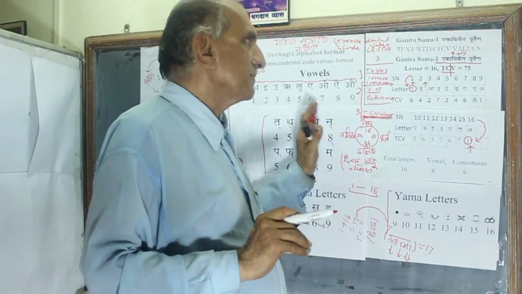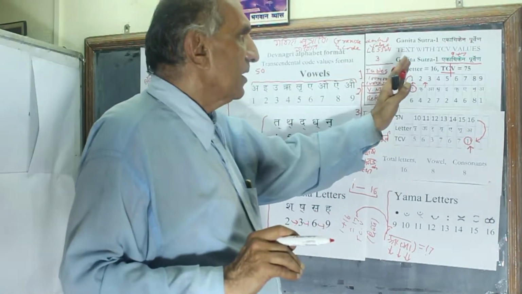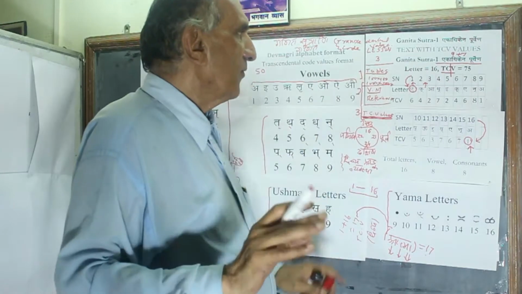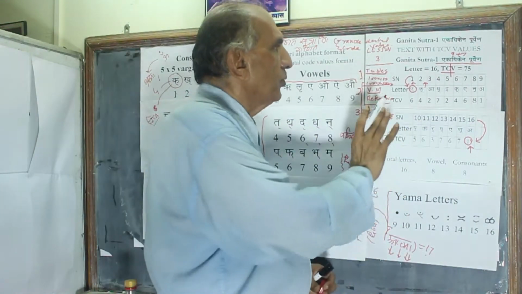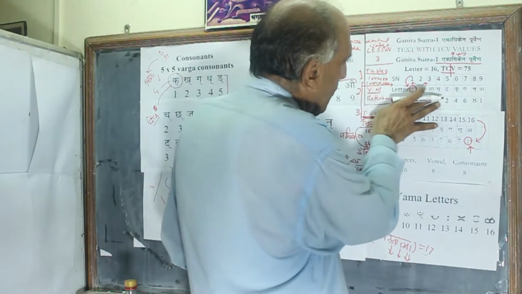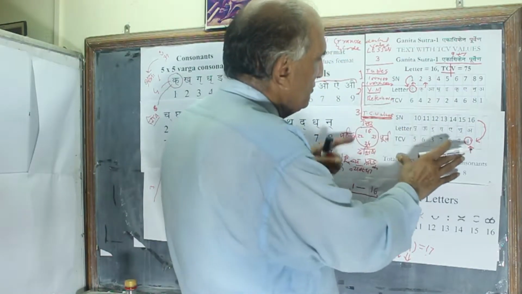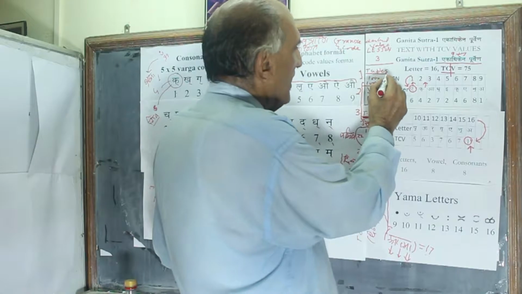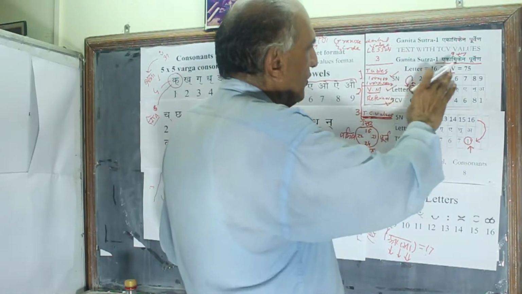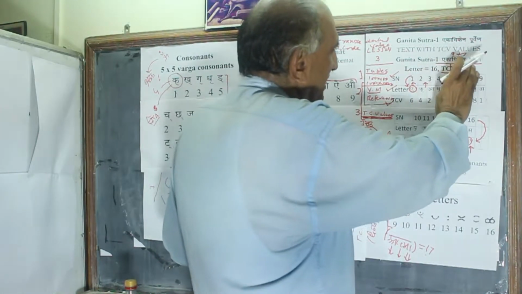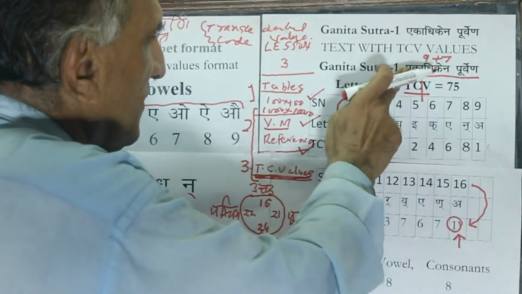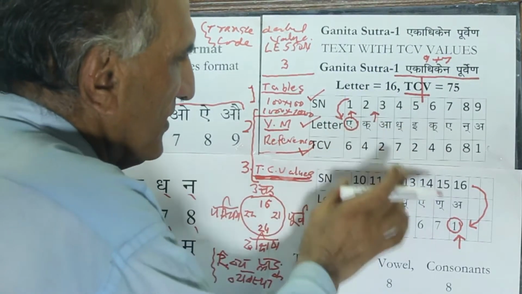Now, in this respect, we shall revisit the text of the Ganita Sutra Ekadhikena Purvena. For it, the first step is to put these letters in a tabulation form, with the first row as serial number, the second row as letters, and the third row as TCV values. So let us write down these letters in the sequence in which they are availed for this composition, and we will write 1 to 16. Say first letter A, then Ka, then A. Like that we can write.